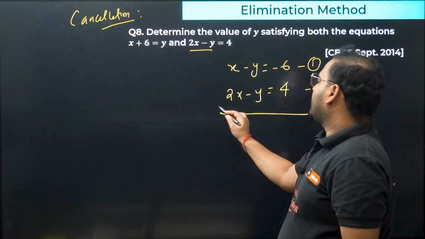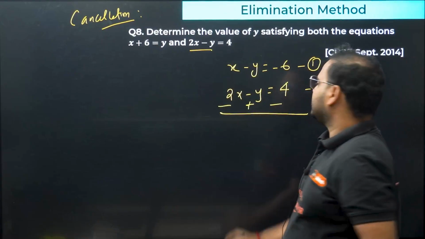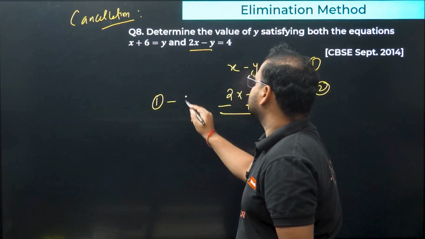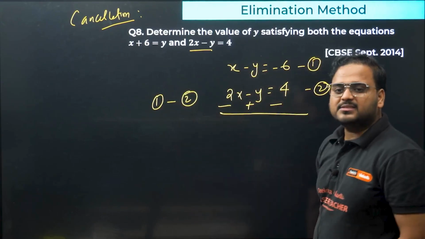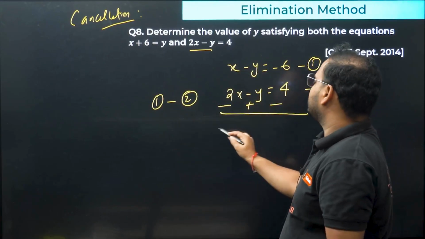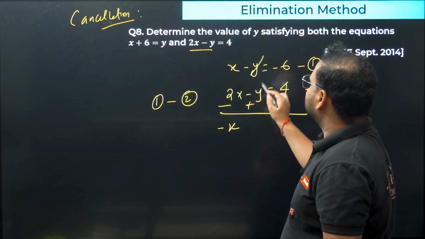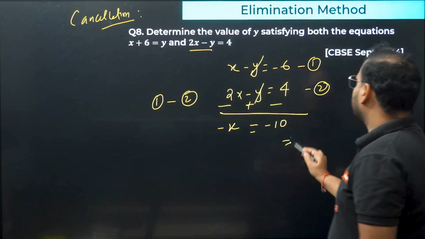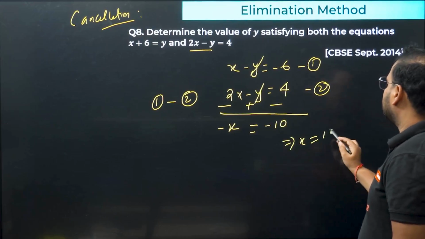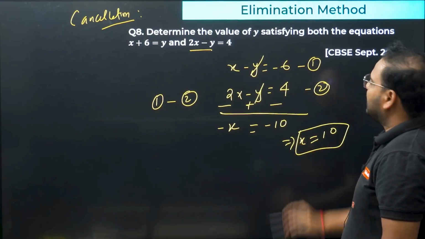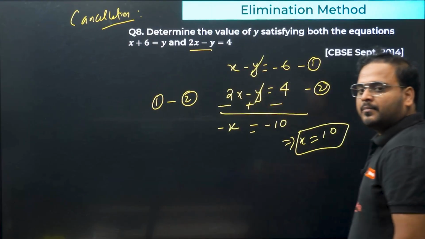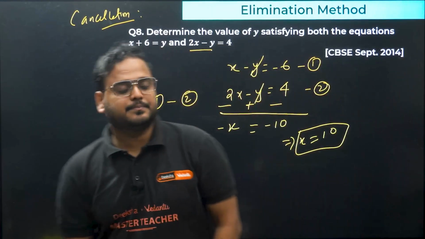Subtract now: minus sign, plus sign, minus sign. What I've done is subtraction, equation 1 minus 2. x minus 2x is what? Minus x. Minus y plus y cancels. Minus 6 minus 4 is minus 10, giving me x value as 10. If x is 10, y has to be what? 16. Please check.